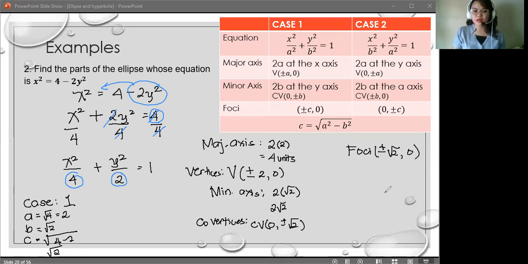Now that we have identified all the parts of the ellipse, we would be graphing it using your Desmos.